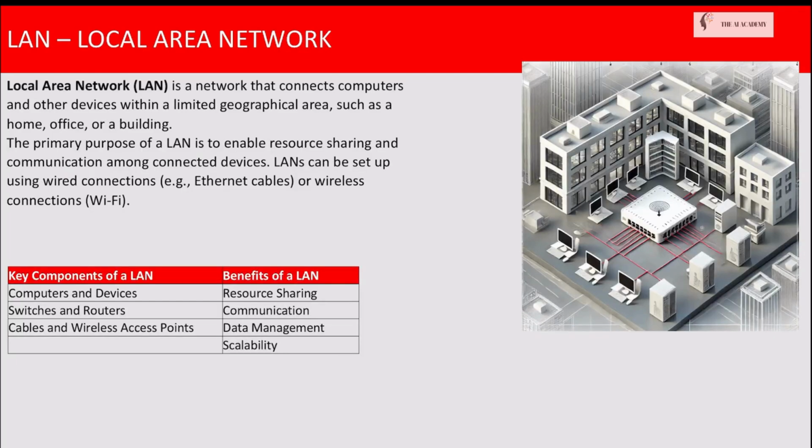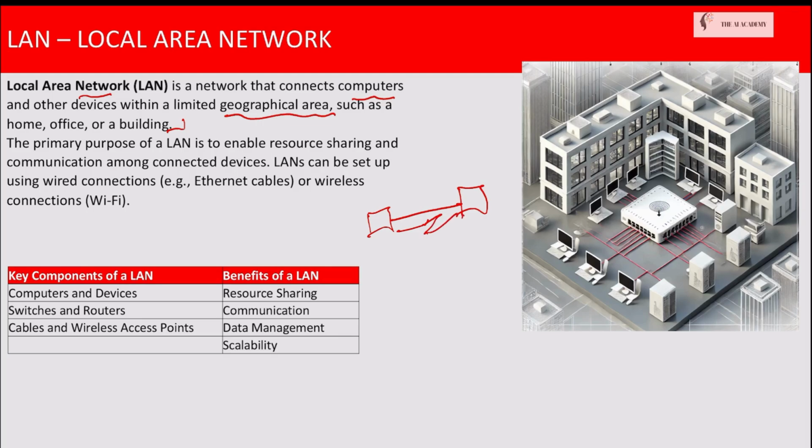There are various types of networks. We will discuss all of them one by one, starting with the LAN. A local area network is a network that connects computers and other devices within a limited geographical area, such as a home, office, or a building. The primary purpose of a LAN is to enable resource sharing and communication among connected devices. LANs can be set up using wired connections, for example, Ethernet cables, or wireless connections over Wi-Fi.